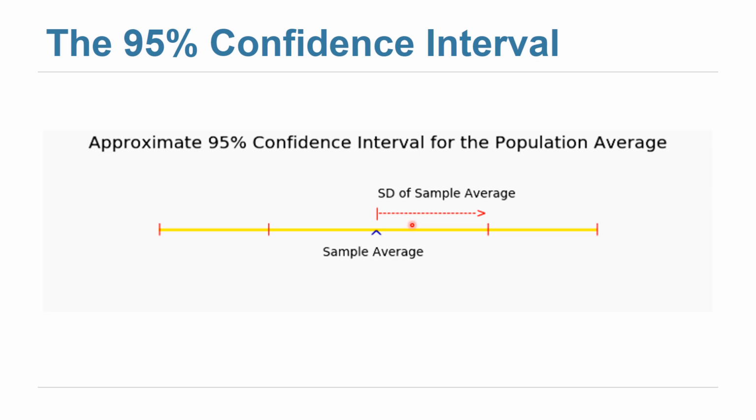Why is it 95% confidence interval? Why specifically 95%? Because the normal distribution tells us that 95% of the values are within 2 standard deviations from the average. So whatever sample average we got, 2 standard deviations to the right and 2 standard deviations to the left characterizes the 95% confidence interval. Okay.